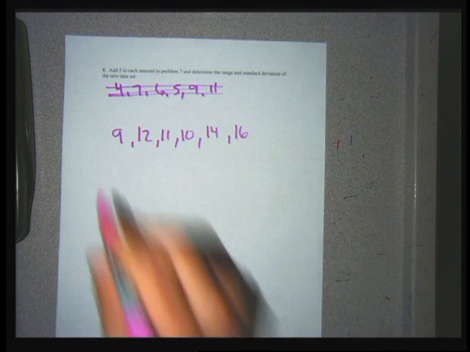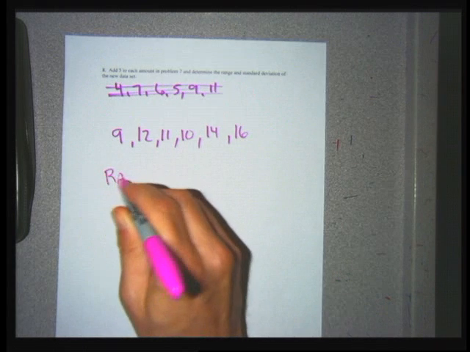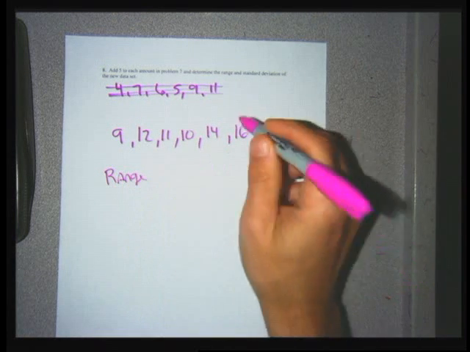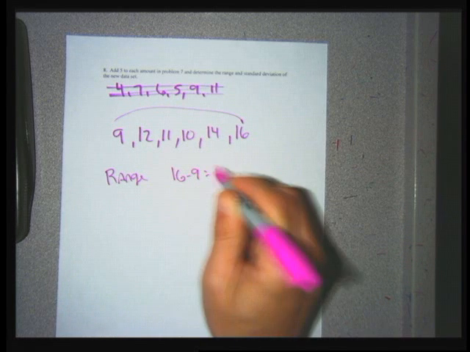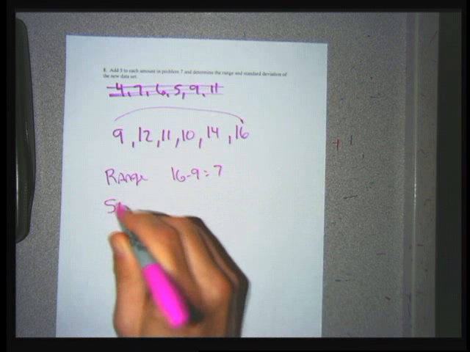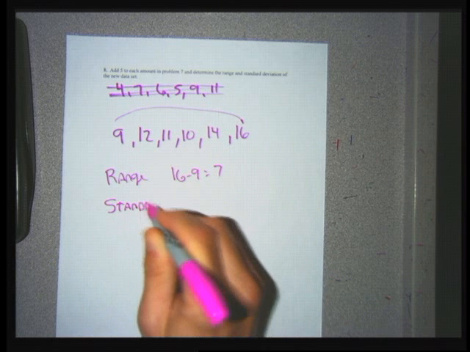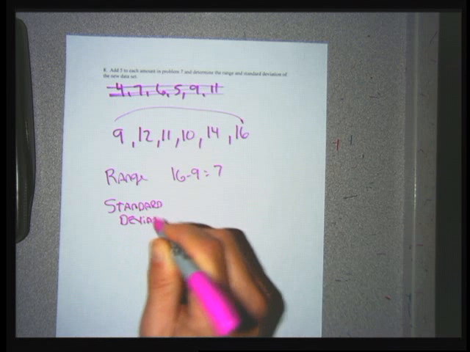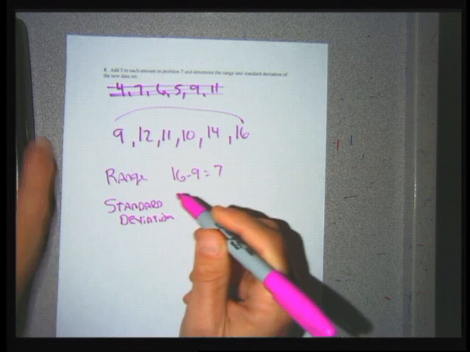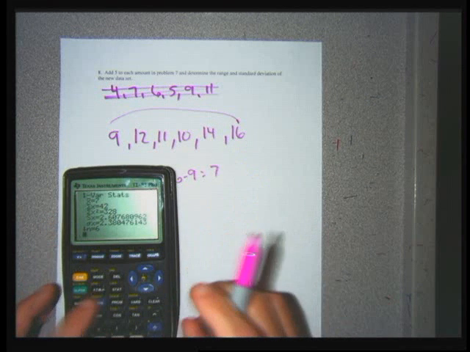Now I'm going to find the range. Range is just high minus low. That's going to be 16 minus 9, which is going to be 7. And I'm going to find the standard deviation. I could make another table and do it by hand, but you're not required to do that. Let me just do it on my calculator.